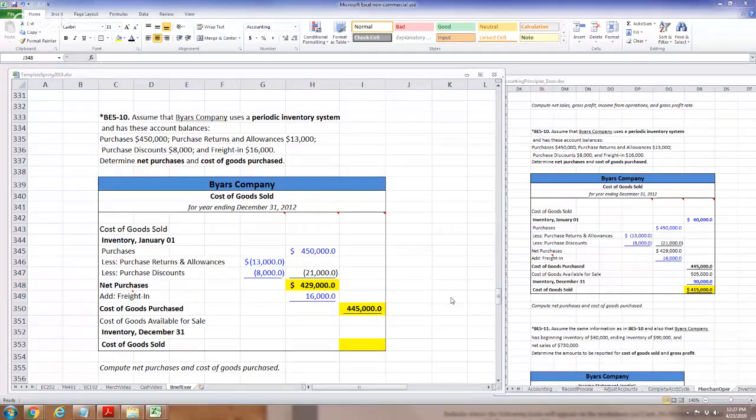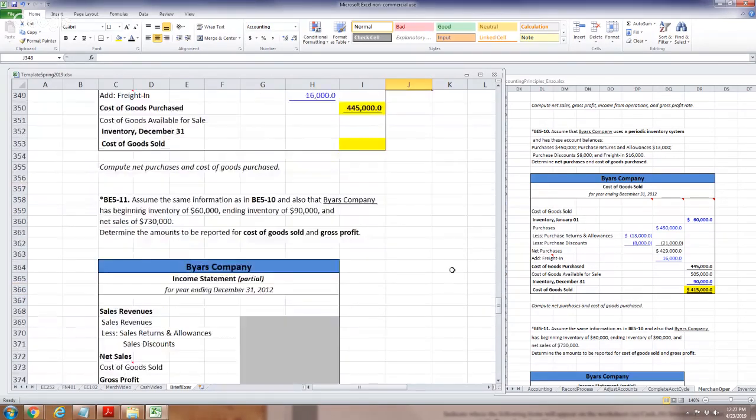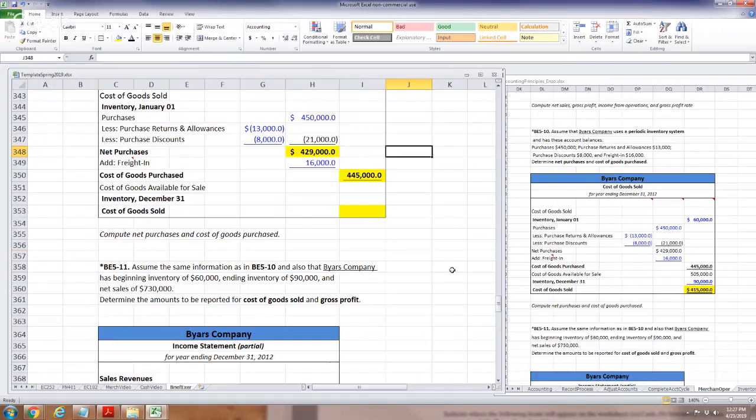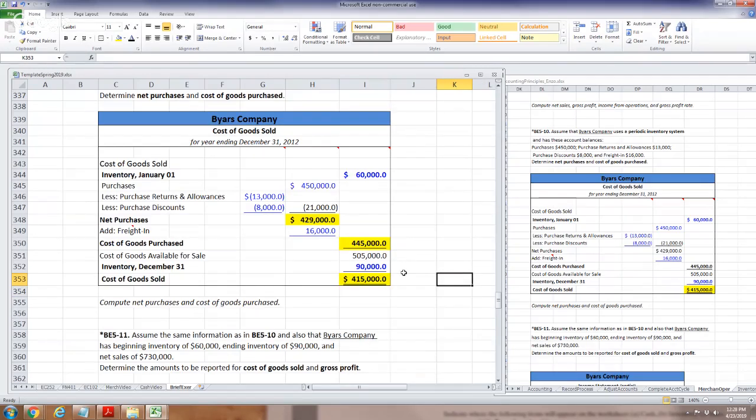And as I usually do, I have the same model for a couple of questions. It says here 90,000 at the end, 60, that's where they count from. Like I said, you always have to keep in mind where all your numbers come from. There's 60,000, which is right there. So cost of goods available for sale would be the 445 that you bought plus what you started with, which is 505, and then your ending was 90, and you're left with this minus that. Yeah, 415 is what cost of goods sold is.